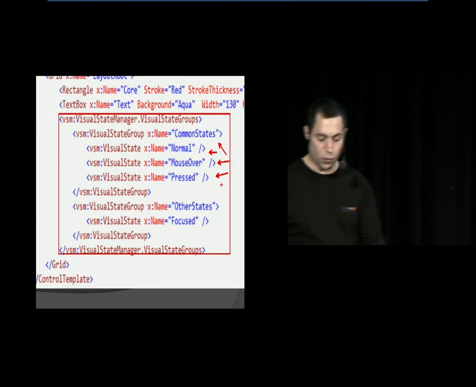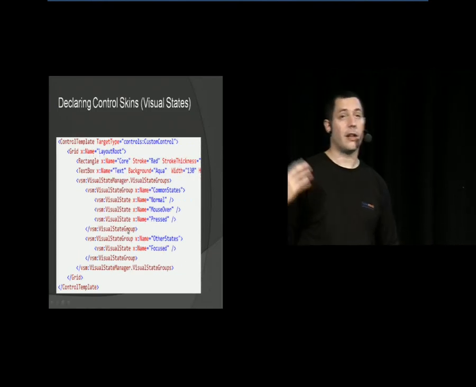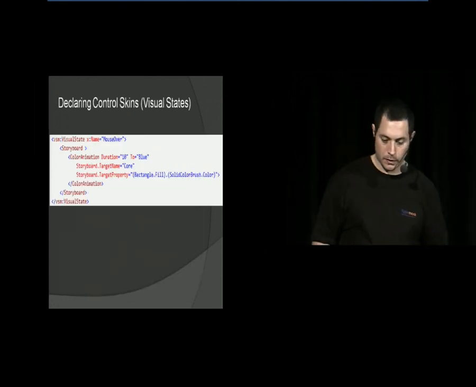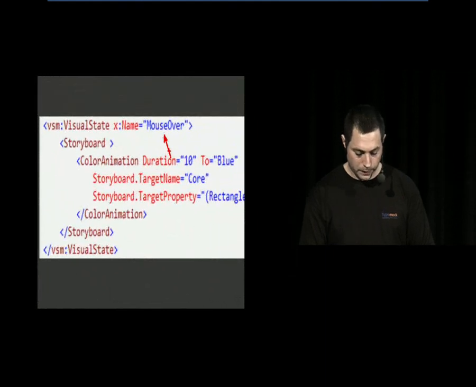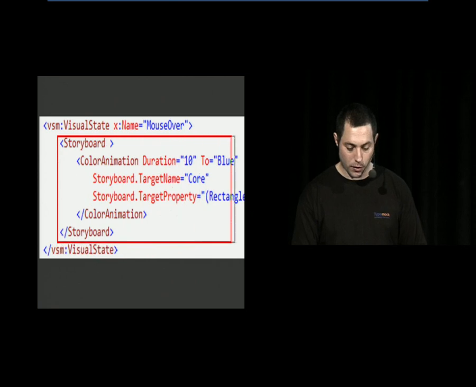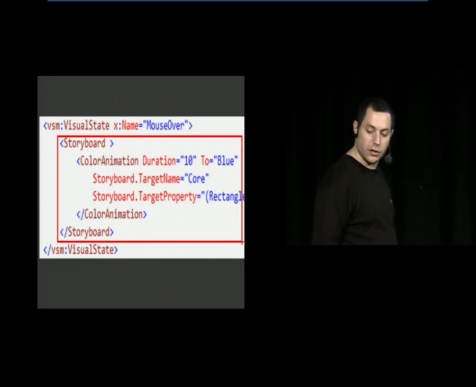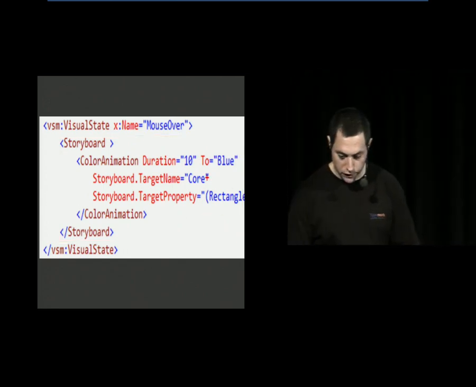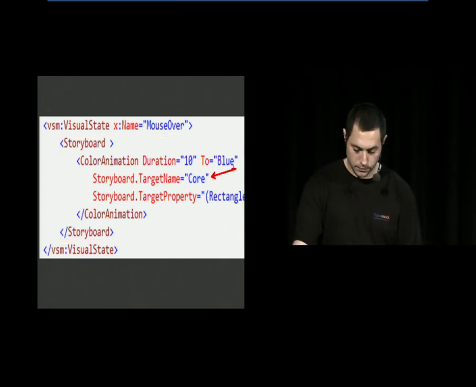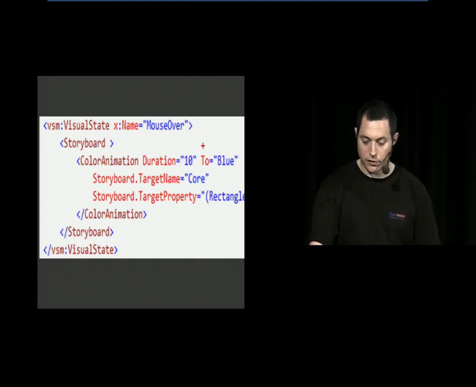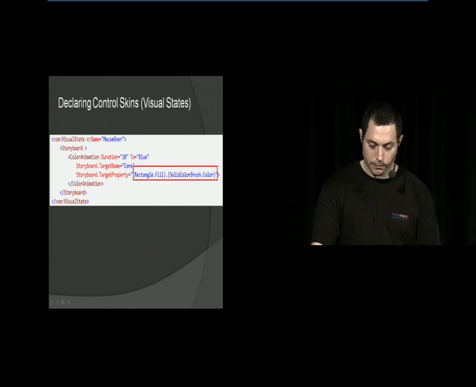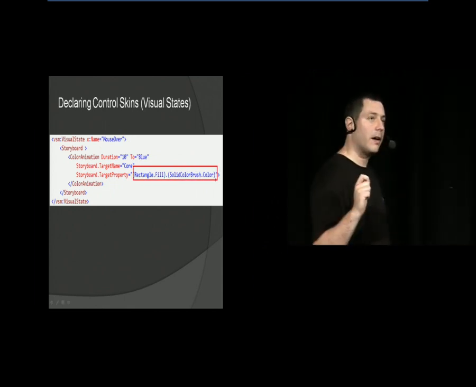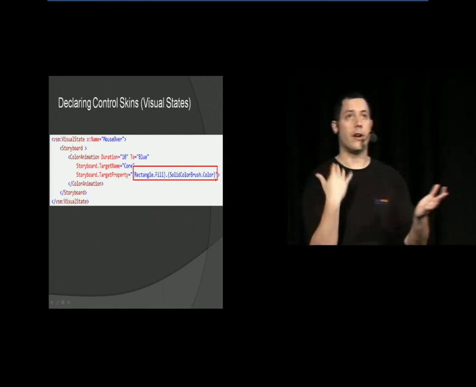Now the nice thing about it is that once you declare a visual state, in XAML you can declare that each visual state has a different look and feel. So in this case, the visual state called mouse over will actually initiate a storyboard. And in the storyboard there is a color animation where you change, notice, the target name of core, that's our rectangle, during 10 microseconds to the color blue. And the property being changed is the rectangle.color.